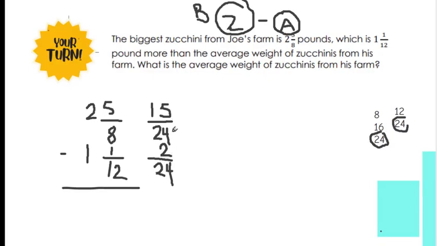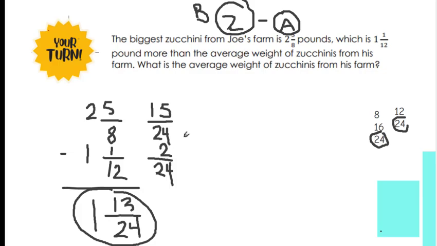Now I can subtract. 15 minus 2 is 13 over 24, and I've got to subtract my whole numbers. 2 minus 1 is 1. Now, you always want to simplify your answer anytime you're working with fractions, and I hope by now you've got that. If you're already doing this, then you pretty much have heard that several times. The only two multiples of 13 are 13 and 1, so it's already simplified. This is your answer, 1 and 13 over 24.